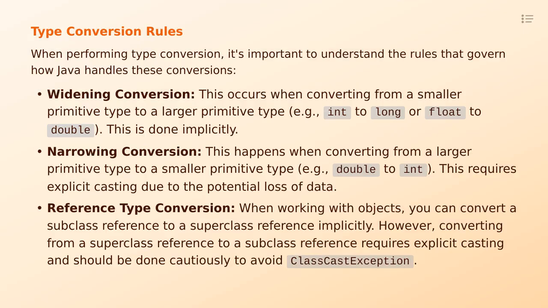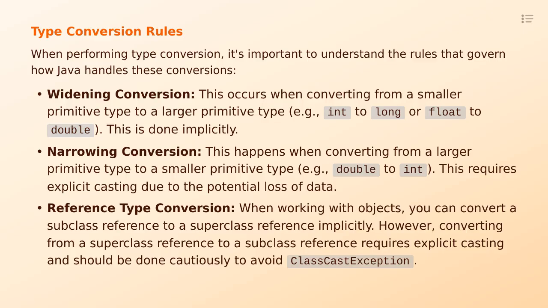Next, type conversion rules. When performing type conversion, it's important to understand the rules that govern how Java handles these conversions. First, widening conversion. This occurs when converting from a smaller primitive type to a larger primitive type, e.g., int to long or float to double. This is done implicitly. Next, narrowing conversion. This happens when converting from a larger primitive type to a smaller primitive type, e.g., double to int. This requires explicit casting due to the potential loss of data.